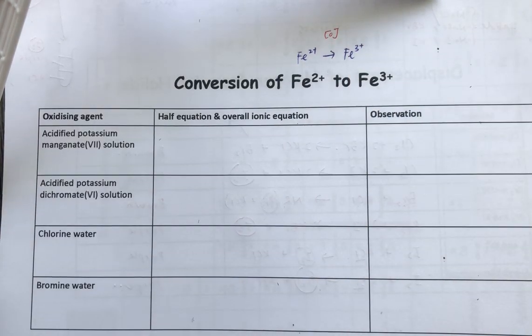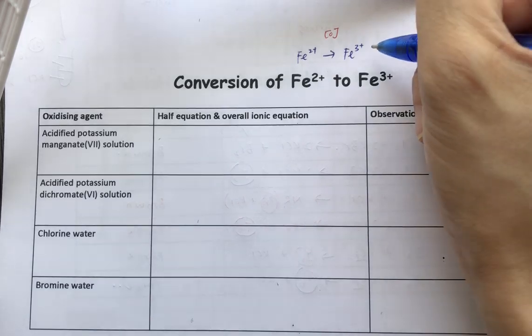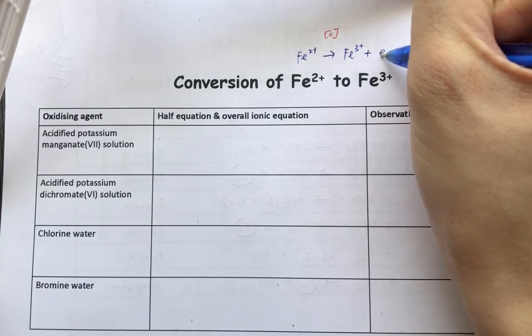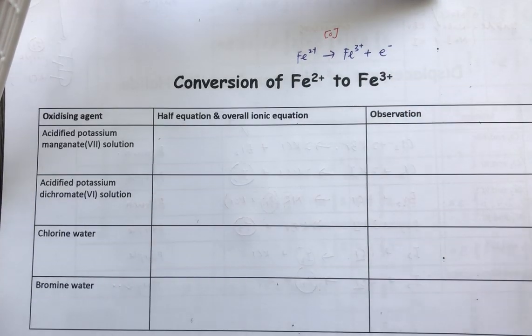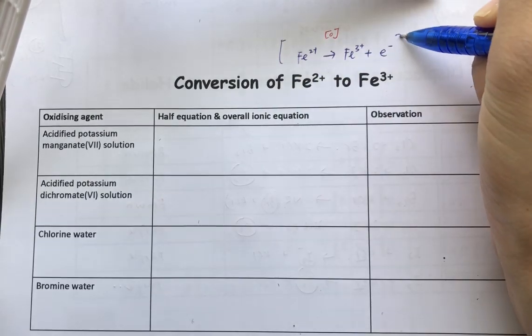So how do I complete the half equation or ionic equation for this reaction? It's simple. When Fe2+ is converted to Fe3+, I should write the electron on the right hand side, and I only need one electron. So to write the ionic equation for the conversion of Fe2+ to Fe3+, this is how I do it.